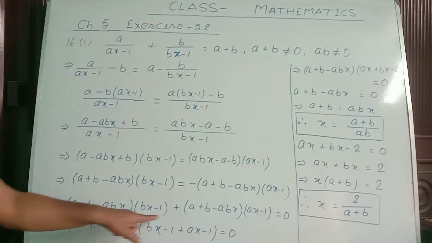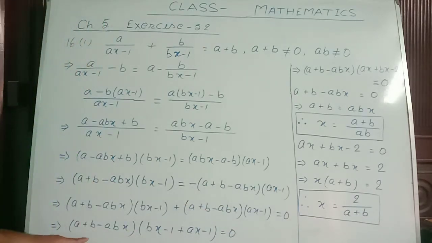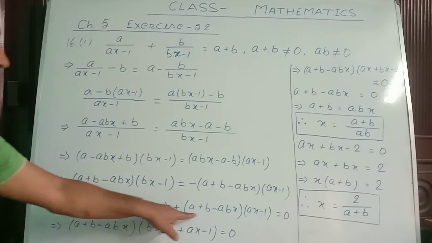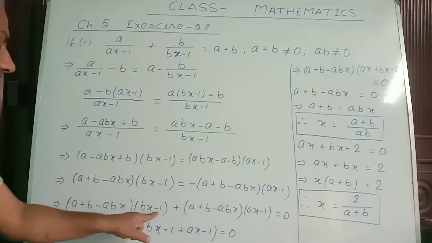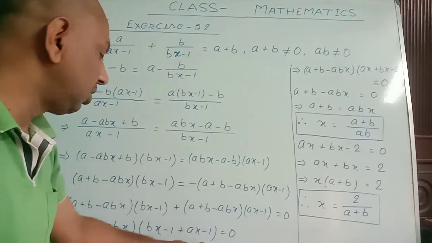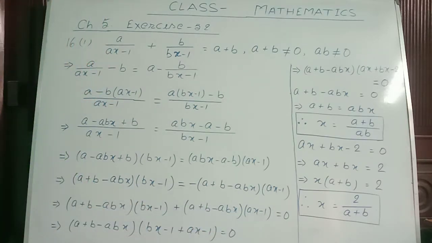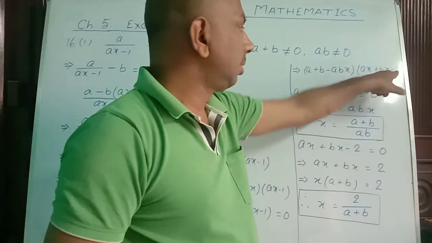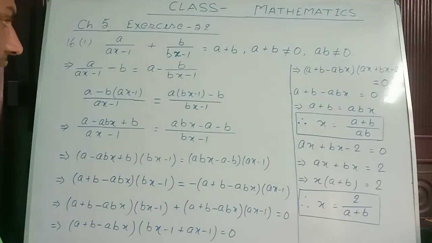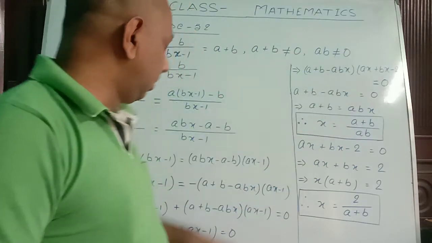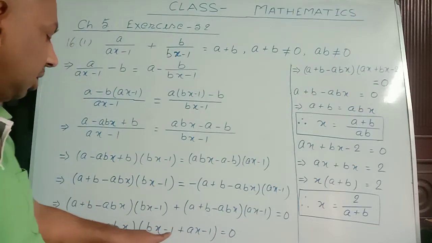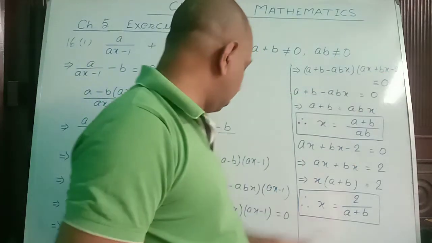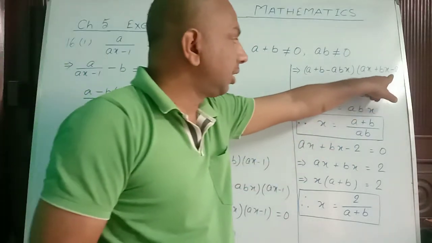Now you are seeing that this term and this term both are the same, both are common, so I took it as common. A plus b minus abx, I took it as common. Inside the bracket, bx minus 1 plus ax minus 1 is left, that is equal to 0. Now I solved this. Here is minus 1, so it will be minus 2. And the expression became a plus b minus abx into ax plus bx minus 2, because minus 1 and minus 1 equal to minus 2, that is equal to 0.